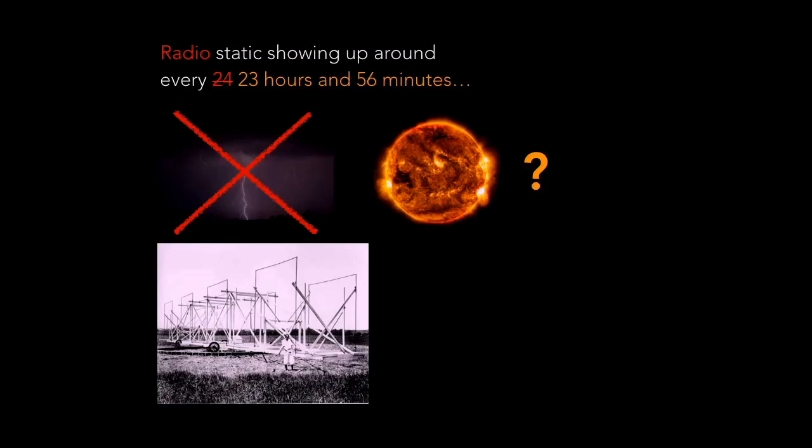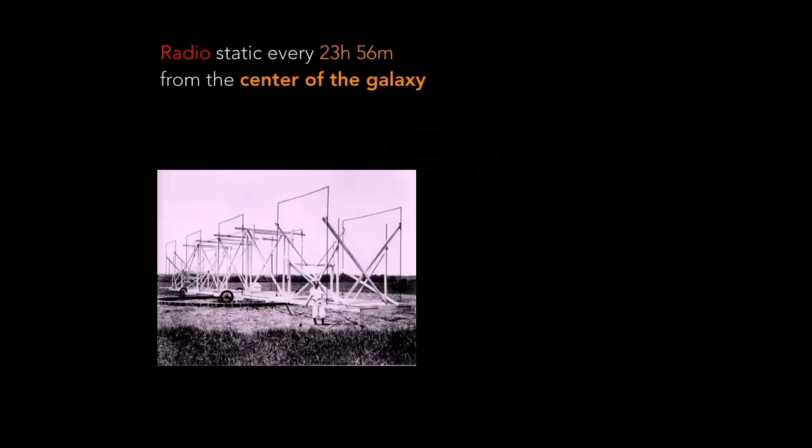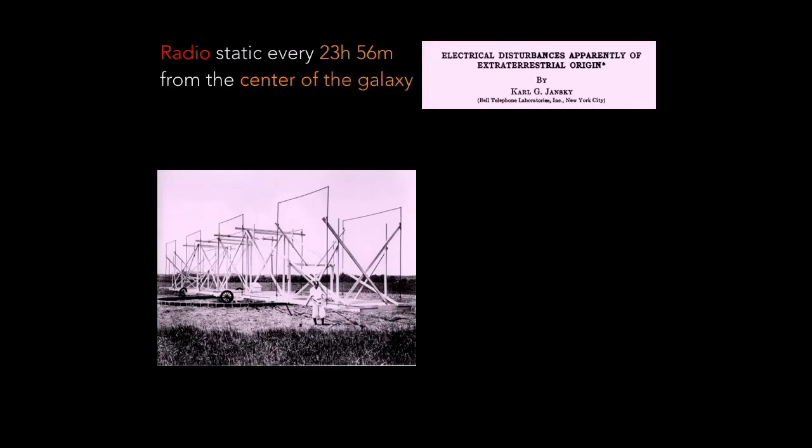And so this tells you that whatever it is, it's coming from outside the solar system. And so it's not the sun. It turns out that the actual direction that it was coming from is the center of the galaxy. And so the paper published had a great title: Electrical Disturbances Apparently of Extraterrestrial Origin.